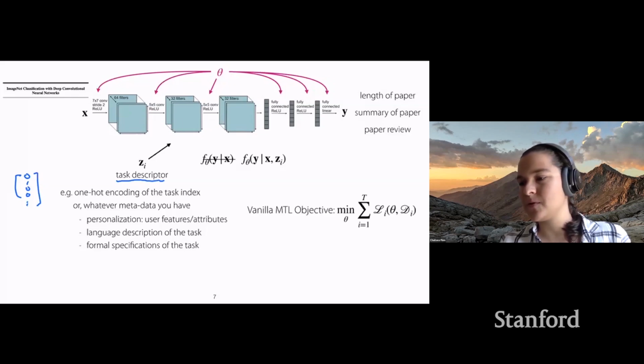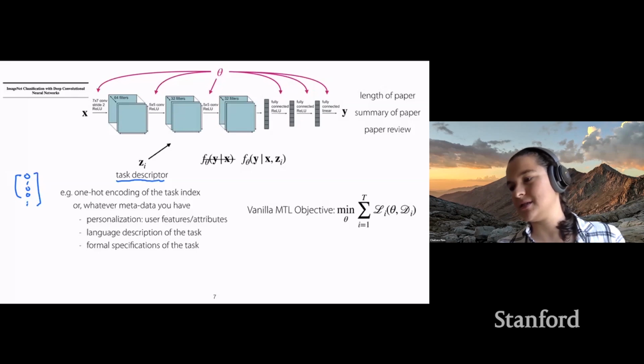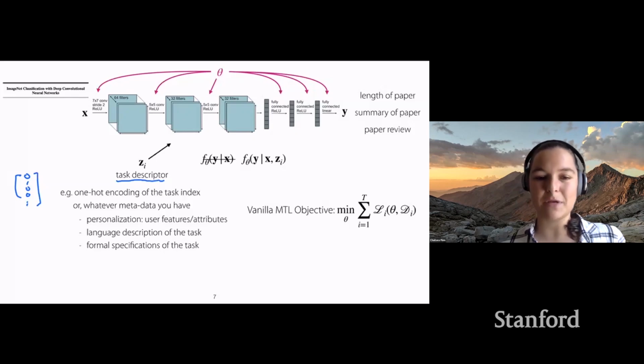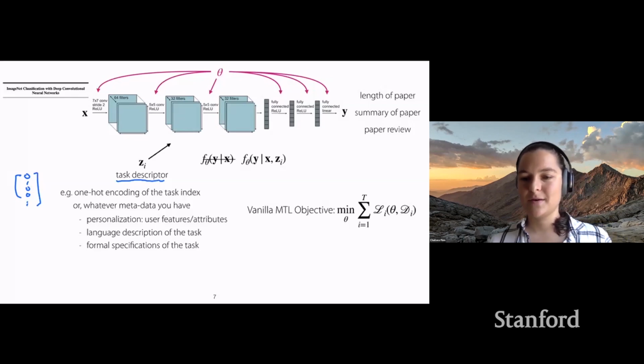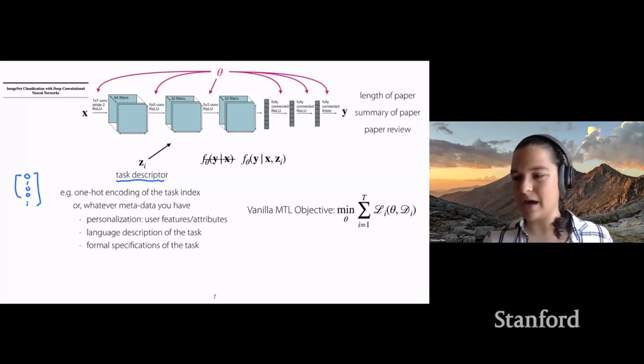Okay, so once you set up this architecture, then the vanilla objective that you're trying to optimize is what we talked about before, where you just take all of the loss functions for your individual tasks, sum them, and minimize the summed objective. This is really the basics. This is all of multitask learning at the very basic level.